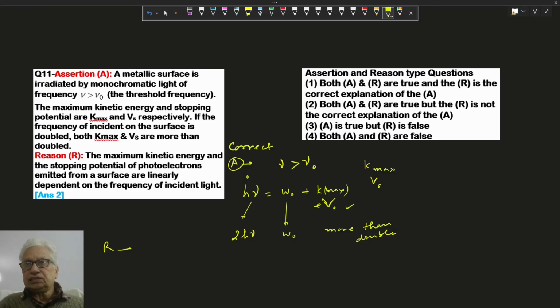As per the question, yes, it depends on it, but it's not explaining. What about the work function? This fact in the reason is not explaining exactly, because it's not telling anything about the work function. So both are correct, but the reason is not explaining.